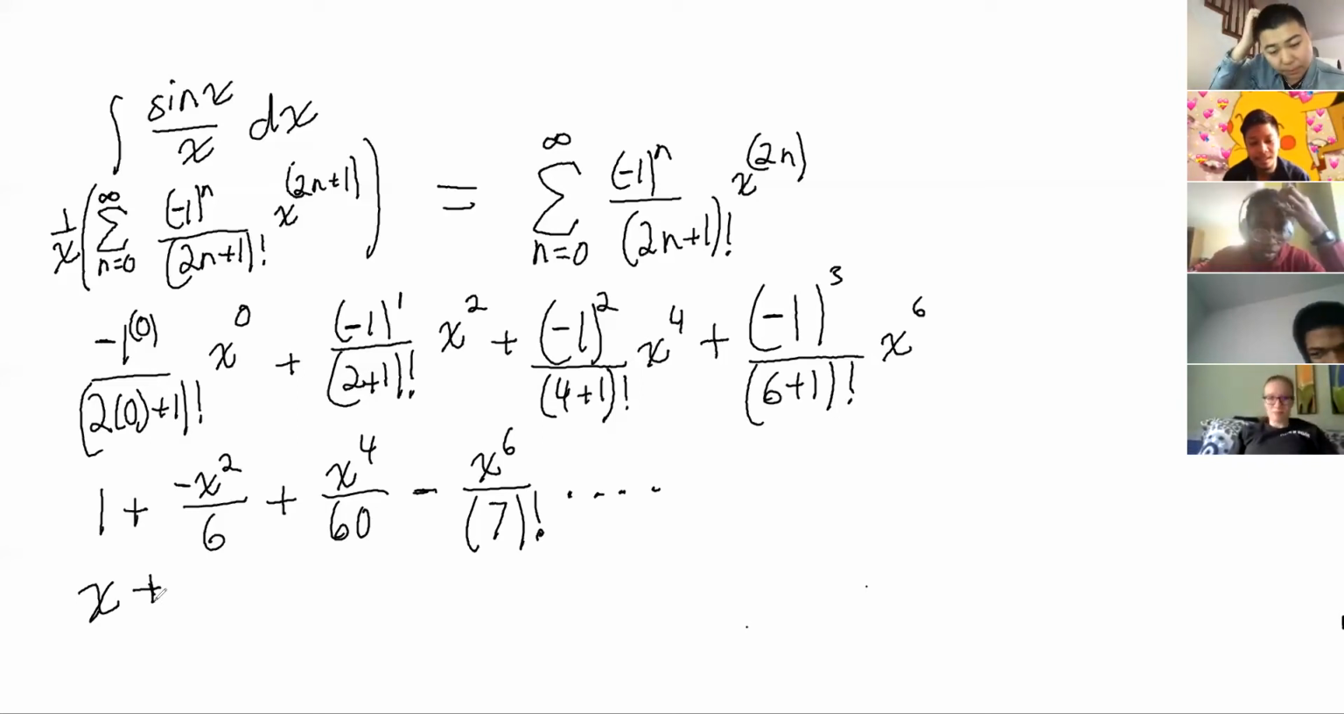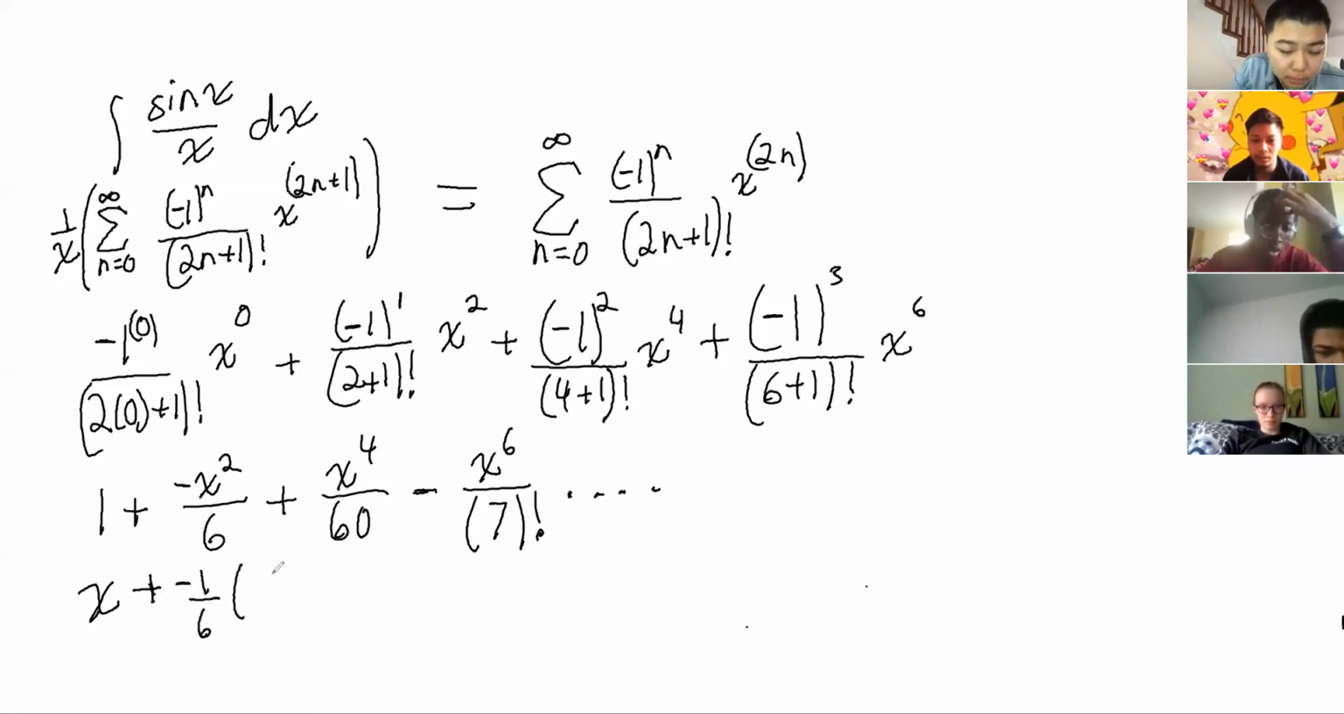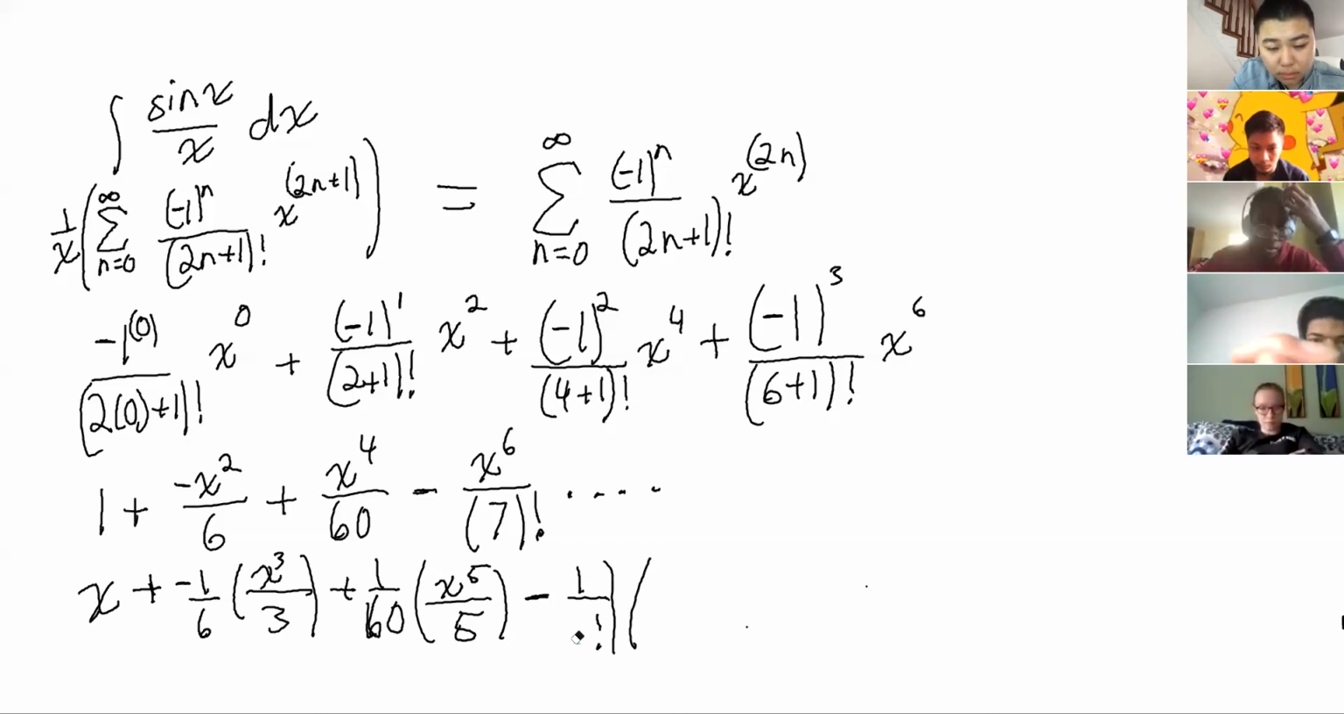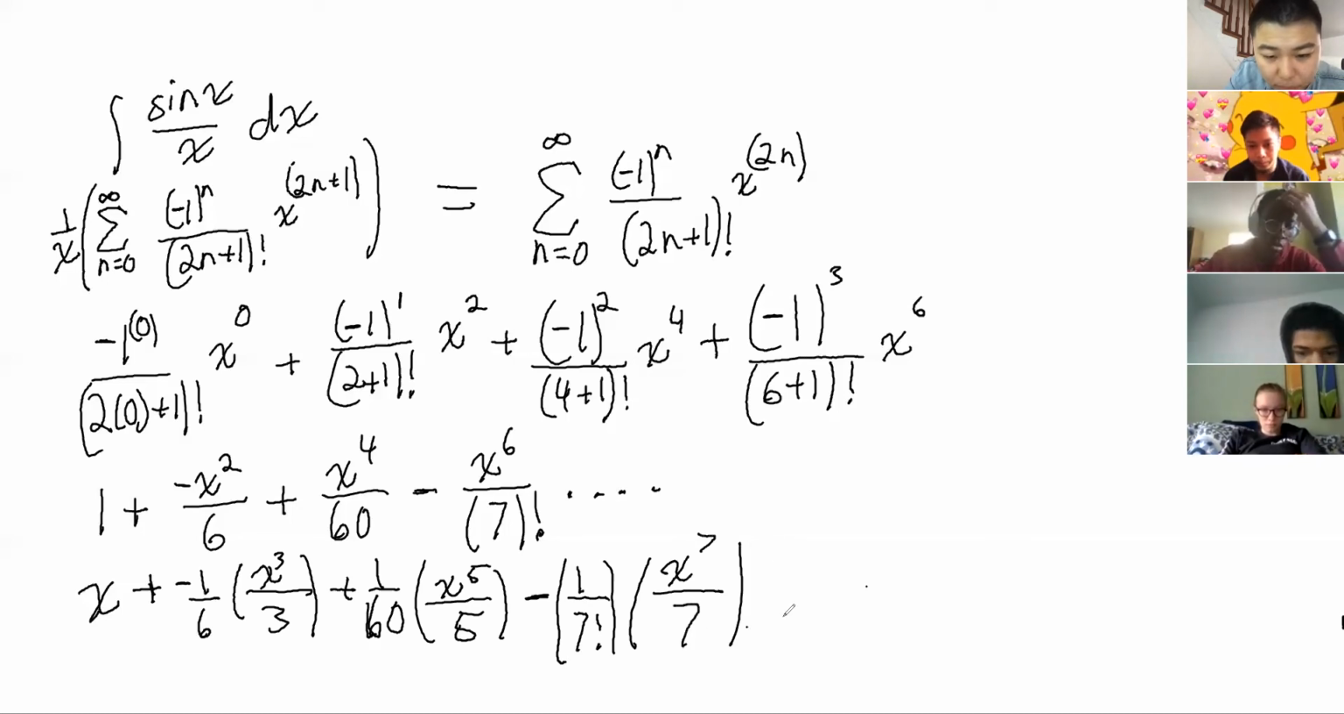Negative 1 over 6 times x cubed over 3, plus 1 over 60 times x to the 5th over 5, minus 1 over 7 factorial times x to the 7 over 7. Cool. I'm gonna stop recording.